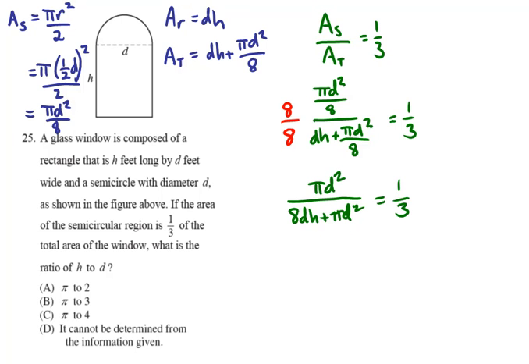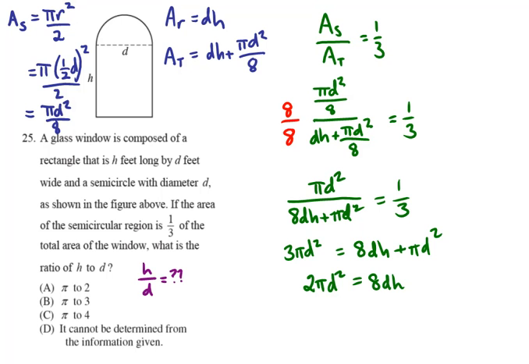At this point we can cross multiply and we would get 3 pi d squared is equal to 8dh plus pi d squared. I can subtract pi d squared from both sides and I end up with 2 pi d squared is equal to 8dh. And I can start to think about what my goal is. My goal is to get h over d, or the ratio of h to d.